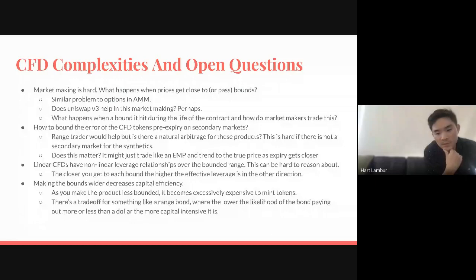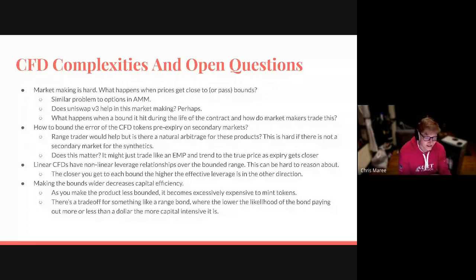But we still want to make the range bonds. So either us or someone is going to have to solve this market making problem for the range bonds. And I guess that's a follow-up thing to think about: how do we provide liquidity on range bonds properly?